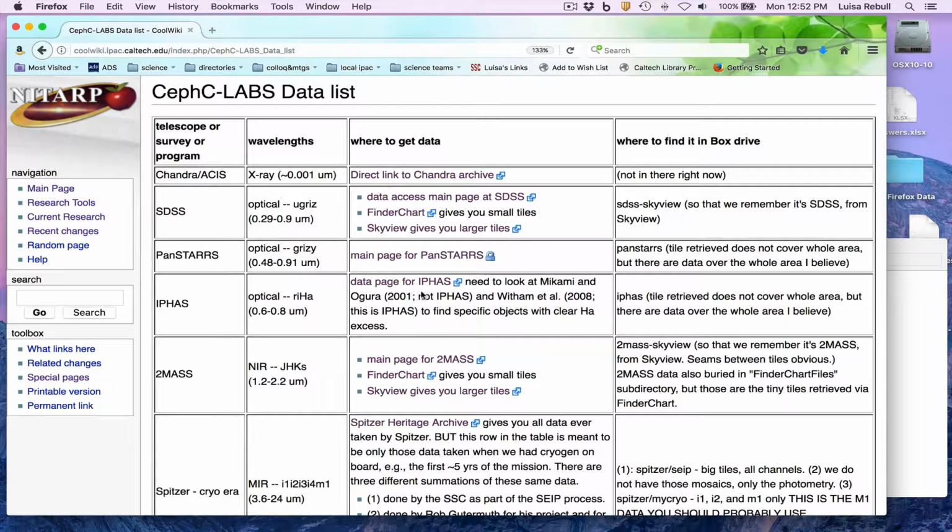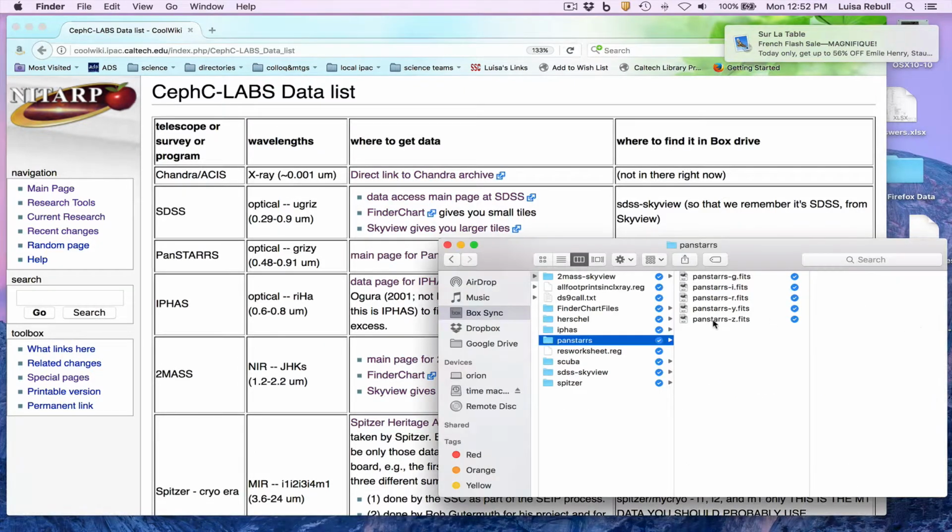IFAS, the data page for IFAS. IFAS is 3 bands, optical: R, I, and H-alpha. H-alpha is narrowband, R and I are broadband. You can get the original data there, but in order to find the specific objects that they identified as having a clear infrared excess, you need to go to the literature to identify those sources. And again, IFAS data, I believe there are data over the whole area, but I only grabbed one tile.